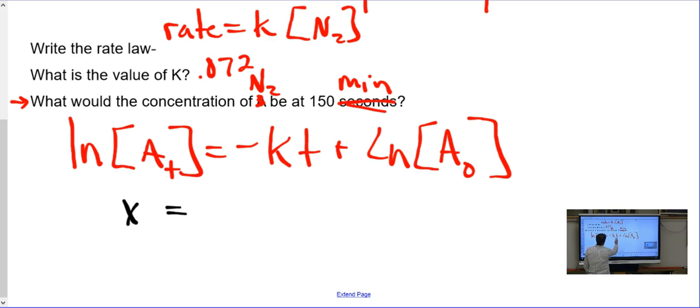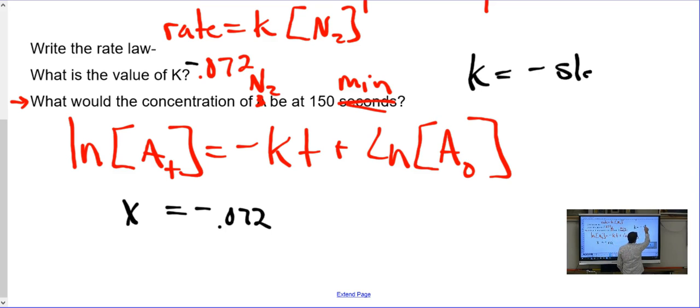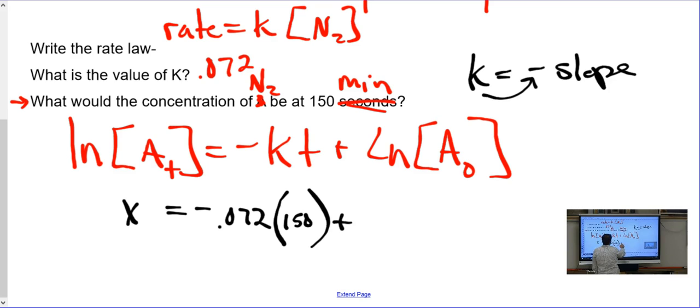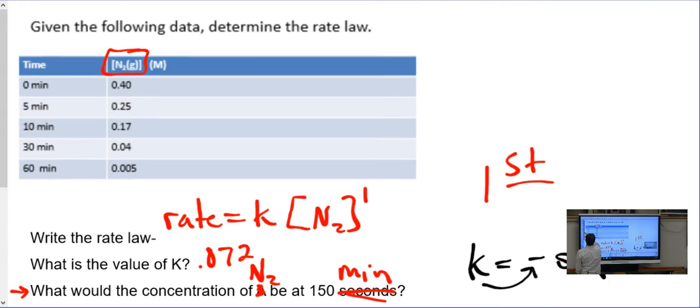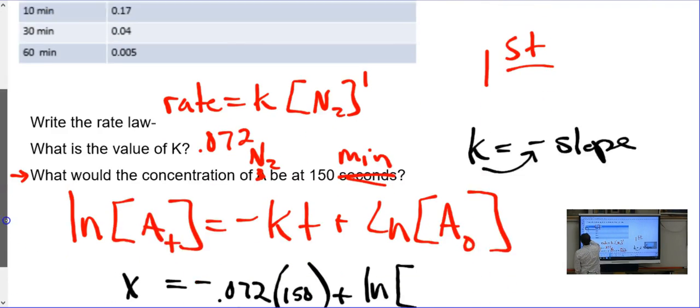So our x is equal to negative kt. So I'm going to put the negative. I'm going to put k in, which is 0.072. Now, if you thought this was negative, you got to remember that k is equal to the negative slope. Because the slope of our line was negative, but k is equal to the negative so that it can be a positive value. So I don't know if that was confusing or not, but that's that. All right, the time, I changed it to 150 minutes, so I just put 150 in, plus the ln of A naught. A naught means the concentration of A at time 0, so that's 0.4.